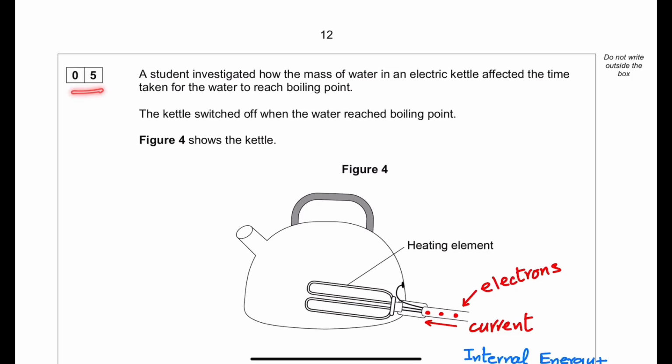Question number 5. A student investigated how the mass of water in an electric kettle affected the time taken for the water to reach boiling point. The kettle switched off when the water reached the boiling point. Figure number 4 shows the electric kettle. We can see that this is a heating filament and the current is flowing. It means the high energetic electrons are moving inside the heating element.